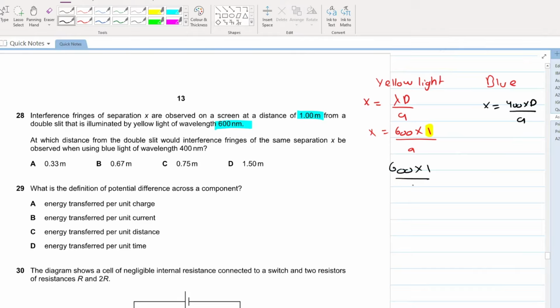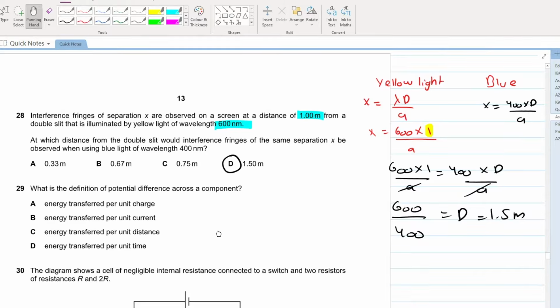600 into 1 divided by a is equal to 400 into d divided by a. A gets cancelled out. D comes out to be 600 divided by 400, which comes out to be 1.5 meters. The answer to 28 is D. Simple. Let's further move ahead.